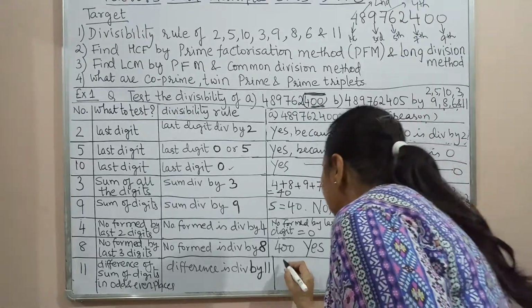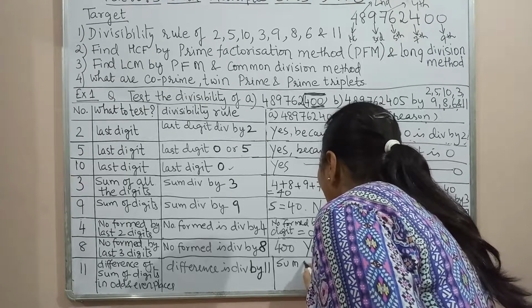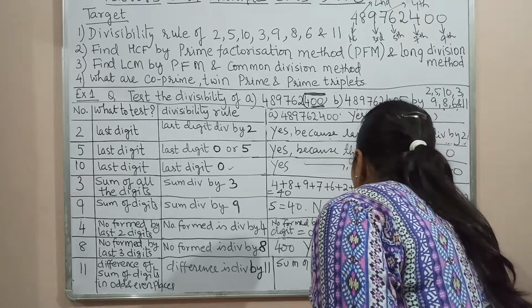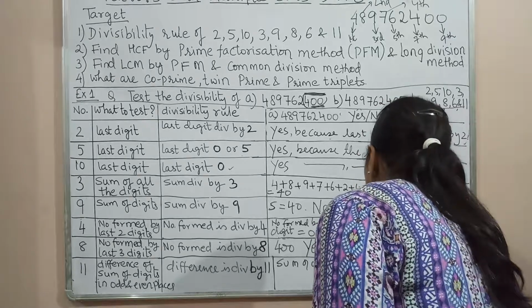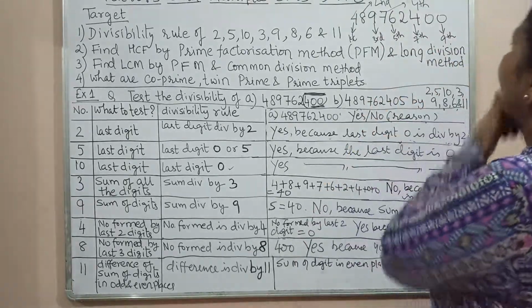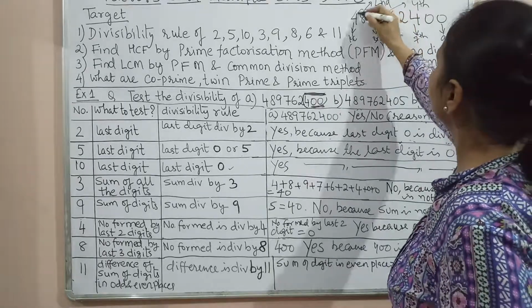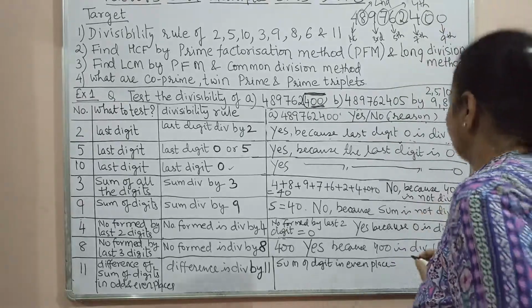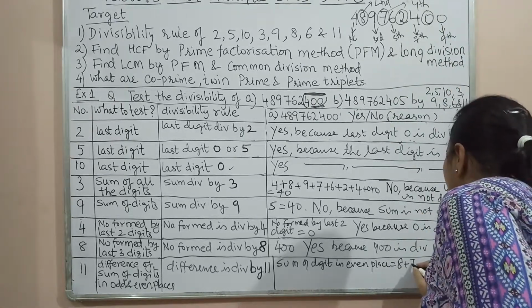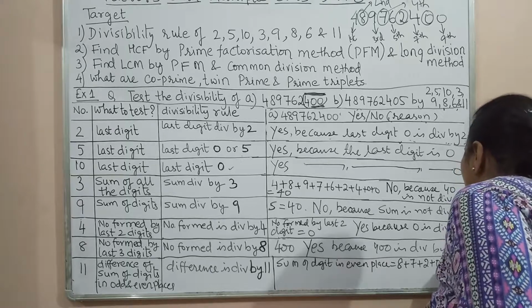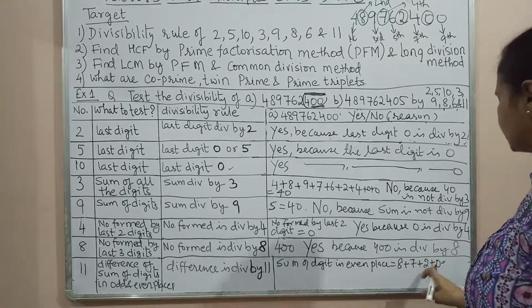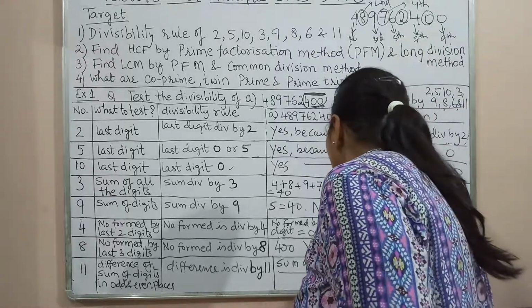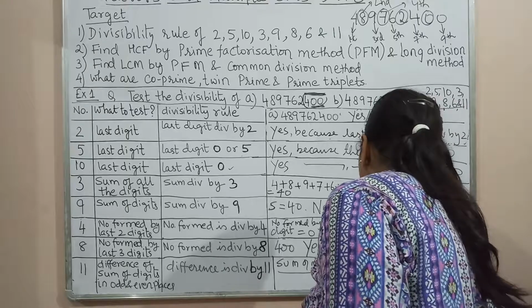So sum of digits in even place is how much? In even place, what do we have? 8, 7, 2 and 0. So 8 plus 7 plus 2 plus 0, it becomes 14, 15, 16, 17. The result is 17. In the same way, sum of digits in odd place.